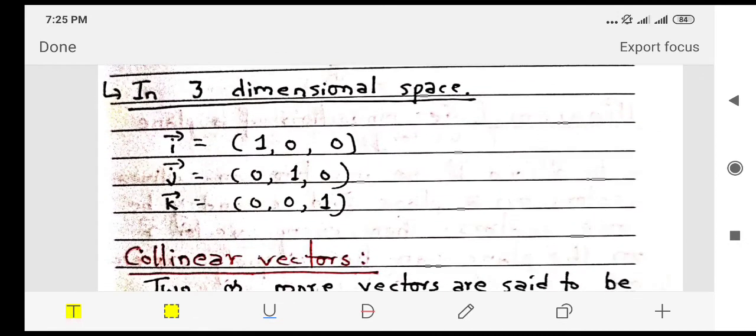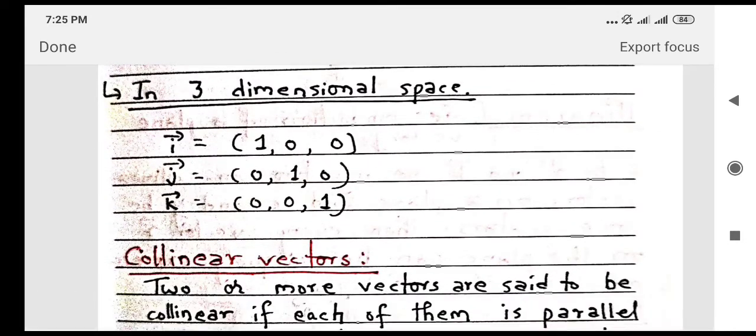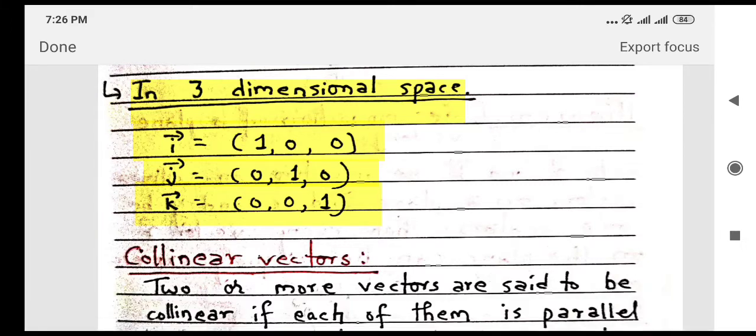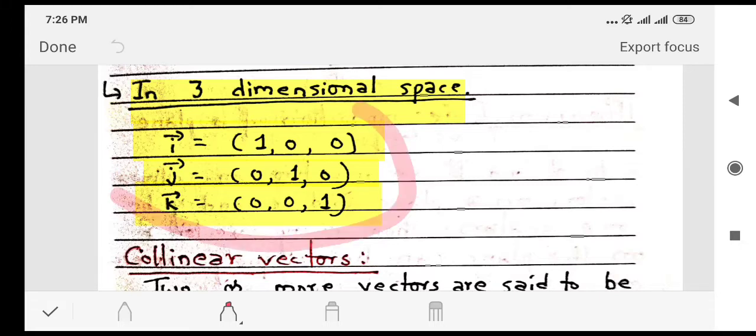Okay, similarly you can see in three-dimensional space, the unit vectors are vector i equal to (1, 0, 0), vector j equal to (0, 1, 0), and vector k equal to (0, 0, 1). So these are the unit vectors in three-dimensional space: vector i, vector j and vector k. If you calculate their magnitudes, then you will get that their magnitudes are 1.